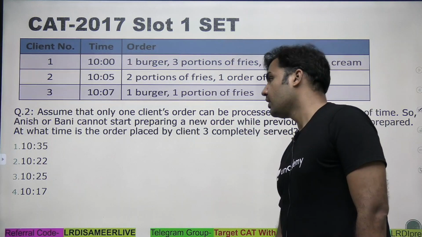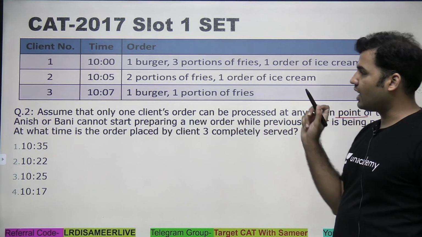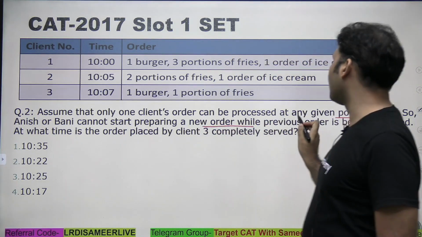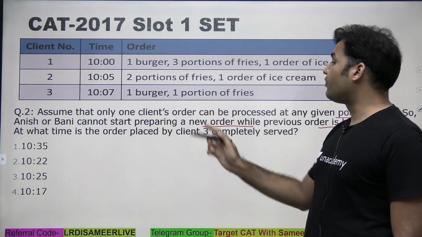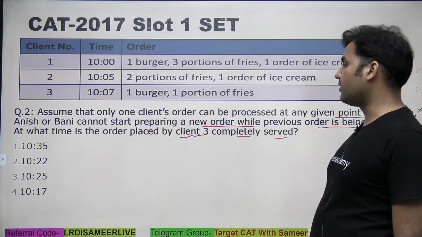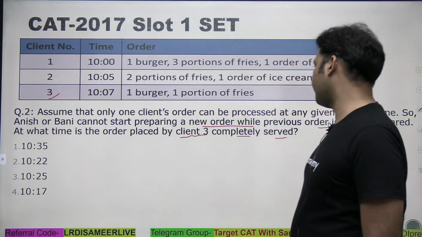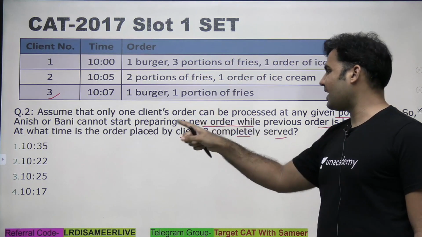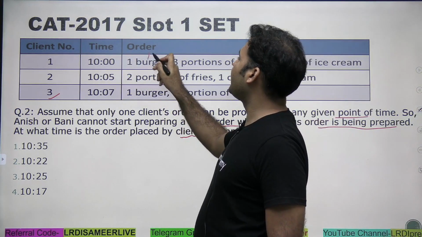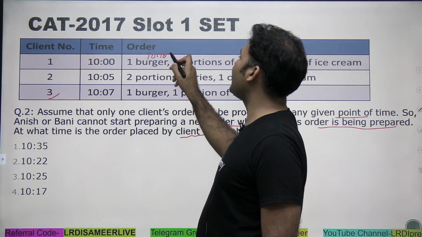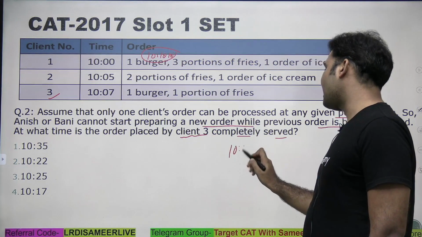Very simple. Question number 2. It says, assume that only 1 client's order can be processed at any given point of time, so Anish or Bani cannot start preparing a new order while the previous order is being prepared. At what time is the order placed by client 3 completely served? I just want to see by what time the order of client 3 will be served. I know that order 1 will take not less than 10 minutes, so by 10:10 all the items of order 1 will be ready, and client number 1 will be served.